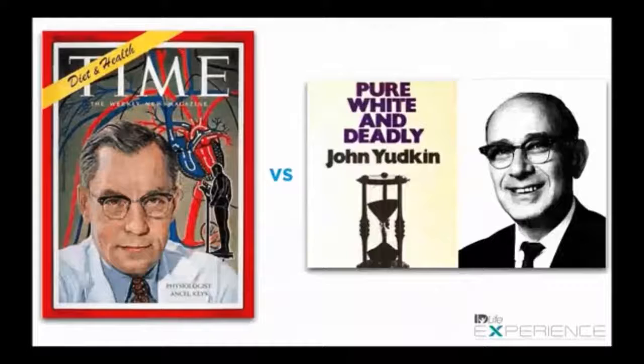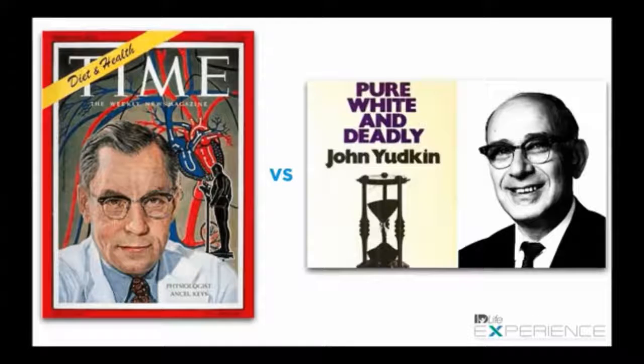Well, it came down to 2 camps. You had psychologist Ancel Keys, and you had Dr. John Yudkin. Dr. Yudkin had a novel concept. He basically came up with the theory that sugar was the culprit. And Dr. Keys said, nope, fat is what's making us fat. Fat is what's causing heart disease. Fat is what we need to cut out of our diet.